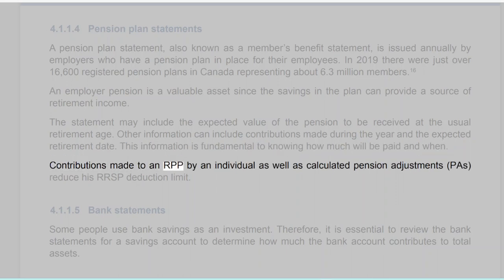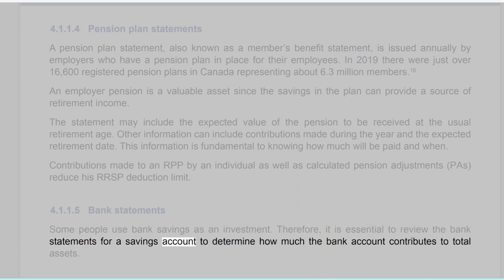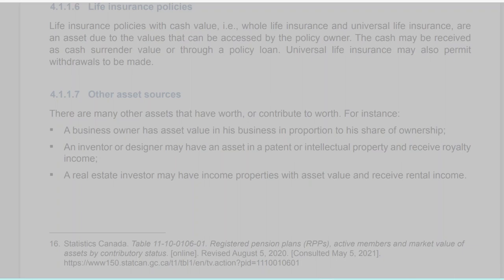Contributions made to an RPP by an individual, as well as calculated pension adjustments, PAs, reduce his RRSP deduction limit. For 1.1.5 Bank Statements. Some people use bank savings as an investment. Therefore, it is essential to review the bank statements for a savings account to determine how much the bank account contributes to total assets. For 1.1.6 Life Insurance Policies.